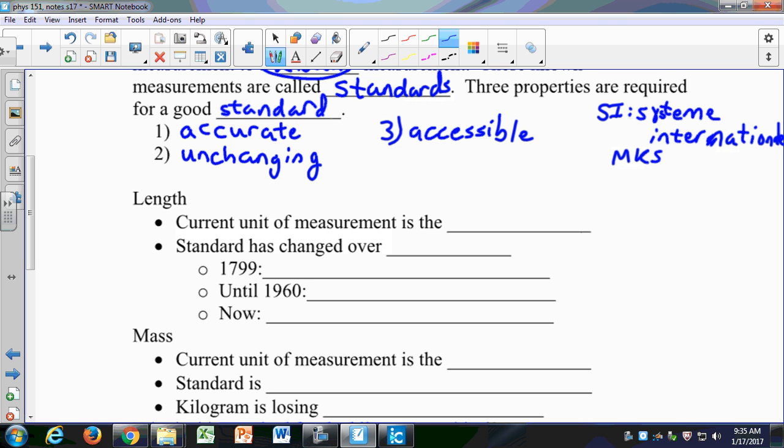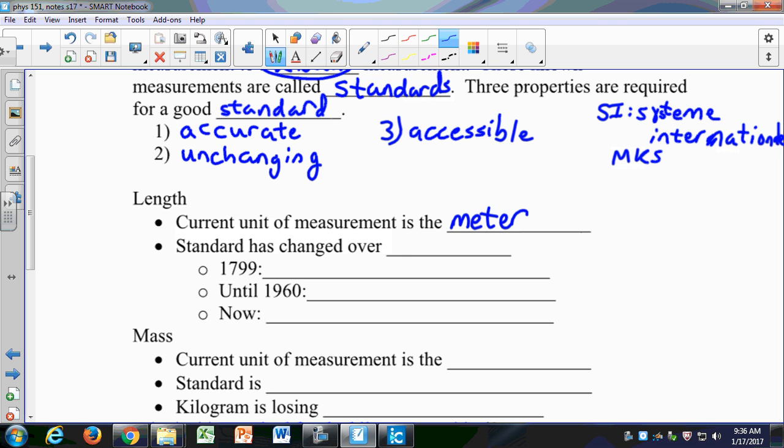Now, the current unit of measurement for length is the meter. I know what a meter is. It's a little bit more than 3 feet. This is a meter. People are about 1.5 to 2 meters, so I'm about 6 foot tall, and I'm a little less than 2 meters tall. All right, this is a meter.